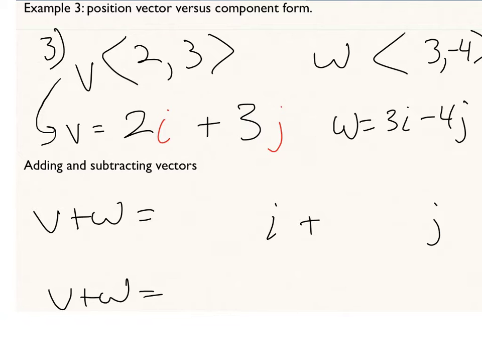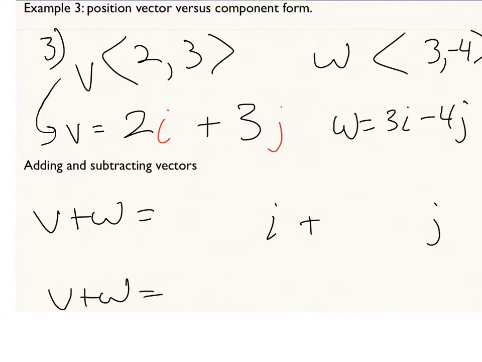So in order to convert this to this, you simply take your 2 and attach it to the i. So it's 2 times i. And your 3, which is your y component, attach it to the j. And then you keep the signs the same. So over here we had 3 and negative 4, so you have 3i minus 4j. So now you've written it in component vector form.